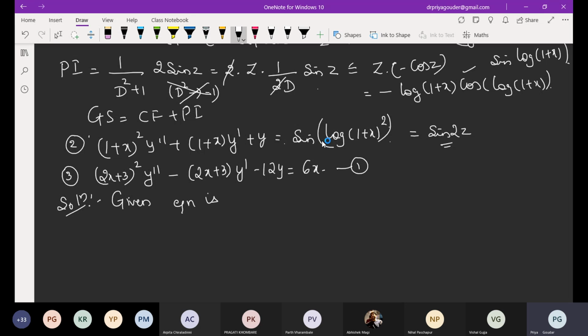Let's see, with y dash you have 2x plus 3 raised to 1. With y double dash you have the same 2x plus 3 raised to 2. These should be the same again; that is also the condition. So isn't it Legendre's or Cauchy's? It is Legendre's linear equation. What is the step to solve? The step is fixed. You have to substitute.